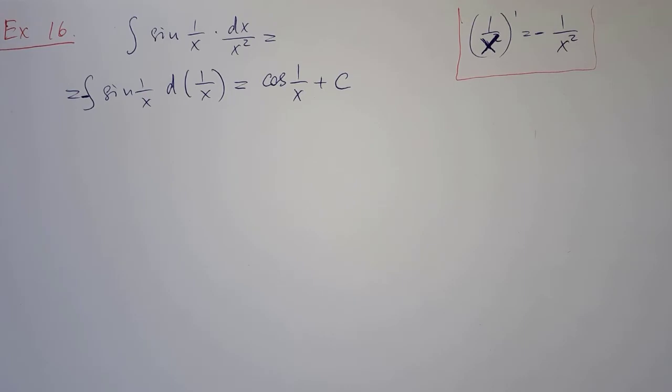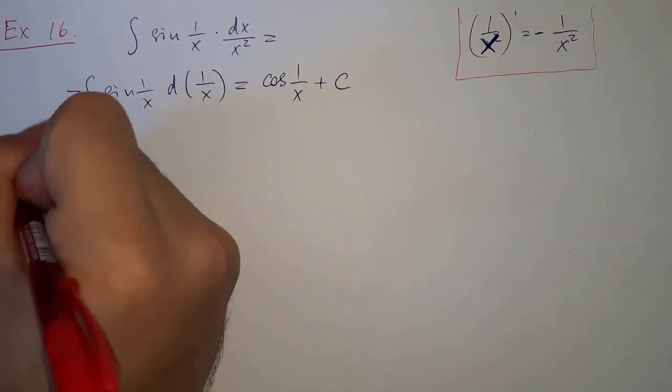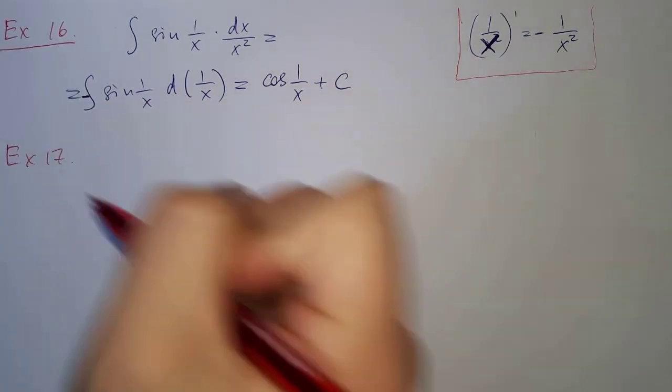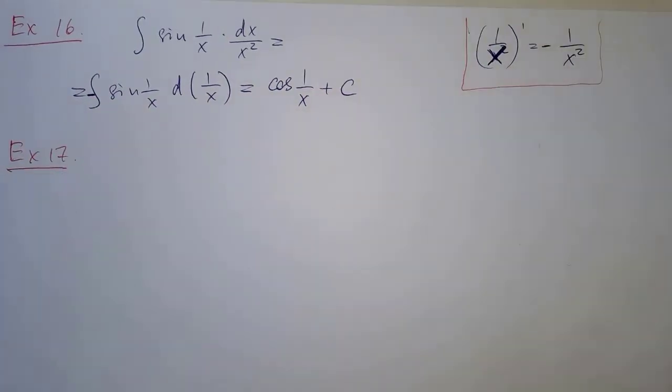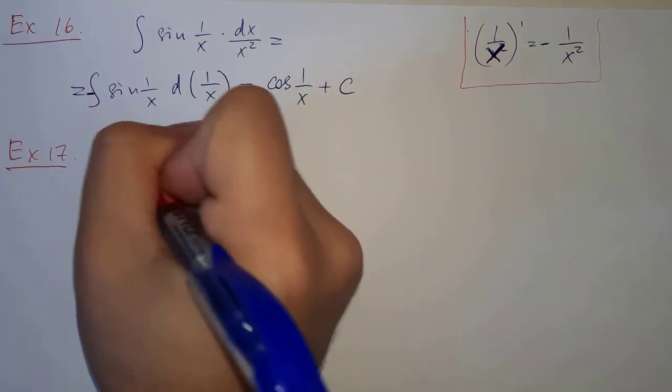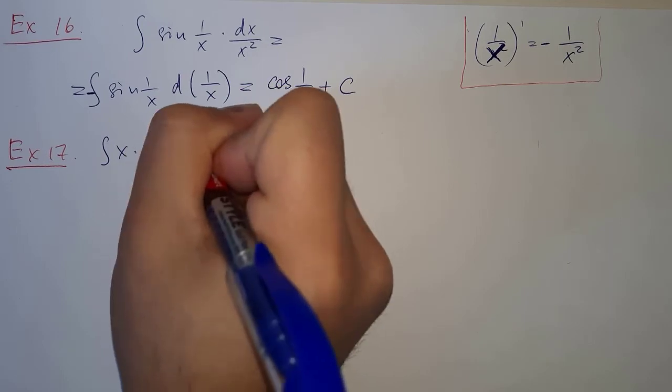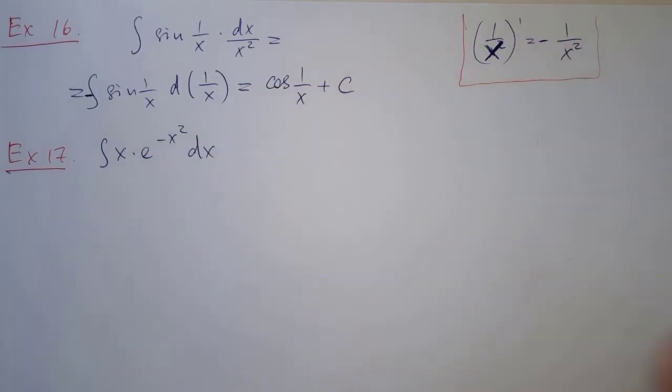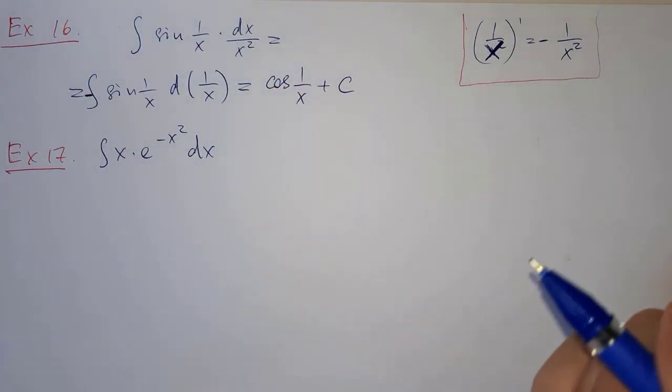Okay, now let me write another example. Here we have the next one. So the integral of x times e to the power of minus x squared dx. And how to solve this one?